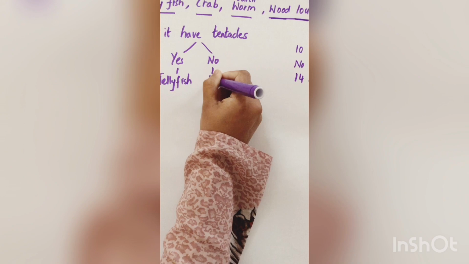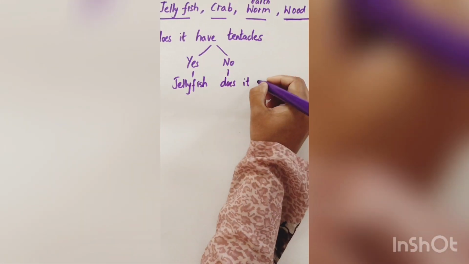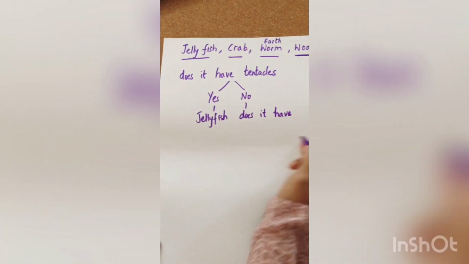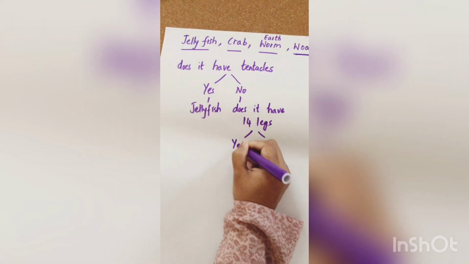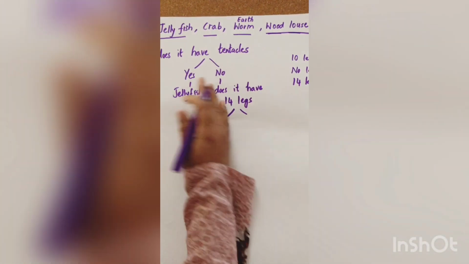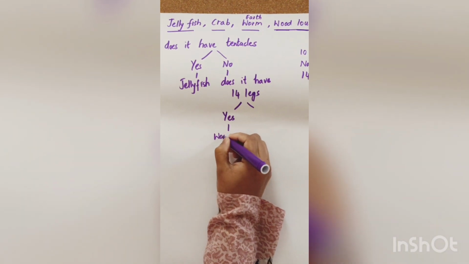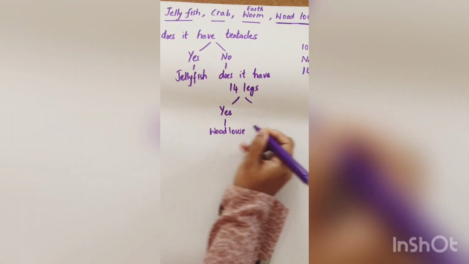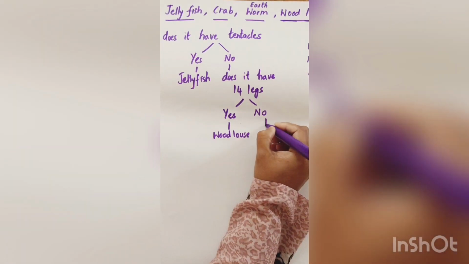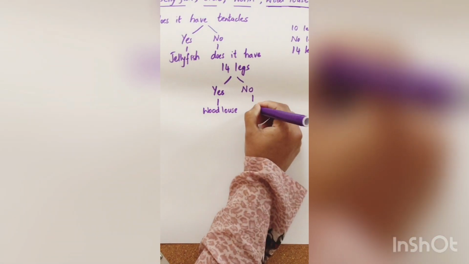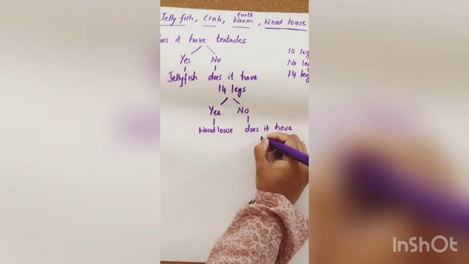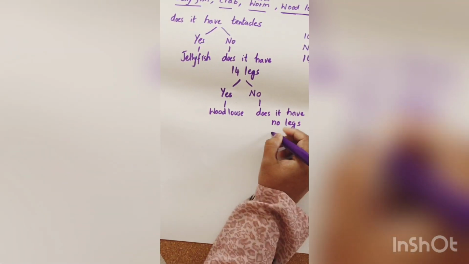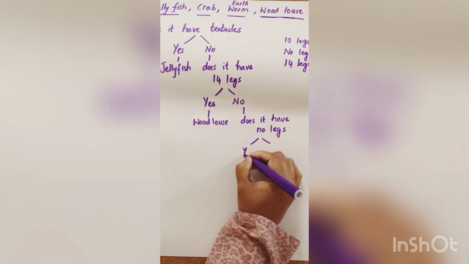So we can make keys like this. Does it have 14 legs? Yes will be woodlouse and no. Under no, you need to make one more key here. Does it have no legs? Yes and no. So what are the ones left?